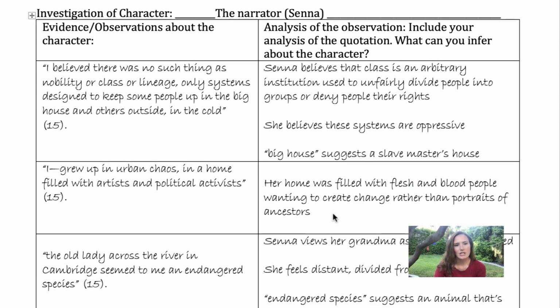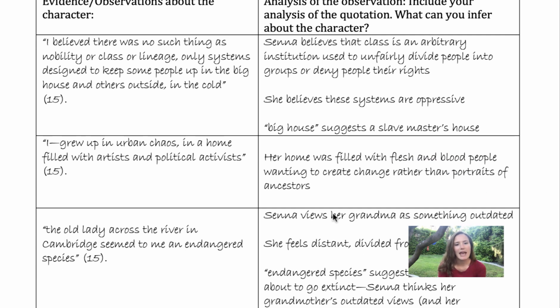Here's another quotation. "I grew up in a home of urban chaos, a home filled with artists and political activists." Again, it might not seem like it's using a lot of figurative language, but there's still a lot to unpack. So my analysis is this. Her home was filled with flesh and blood people wanting to create change rather than portraits of ancestors.